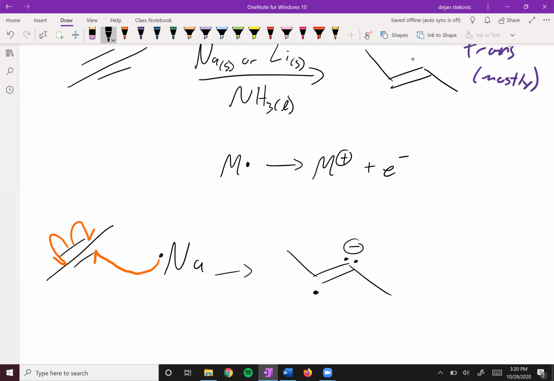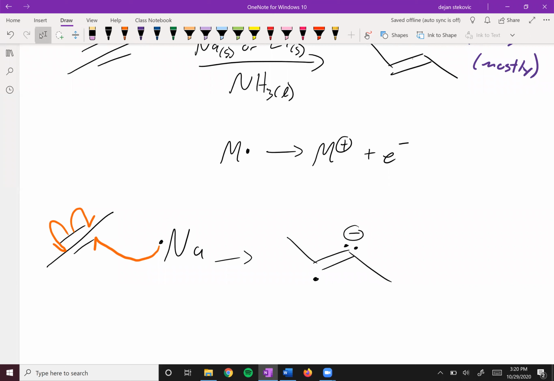And so if you think about our products here, on one end we'll have two lone pairs, or one lone pair and a negative charge, and the other one will have a radical. And these things will form trans to one another. This is what's known as a radical anion, right? Because it's got both, and they're going to repel one another, and so they're going to be trans. Remember, lone pairs repel more than bonds.